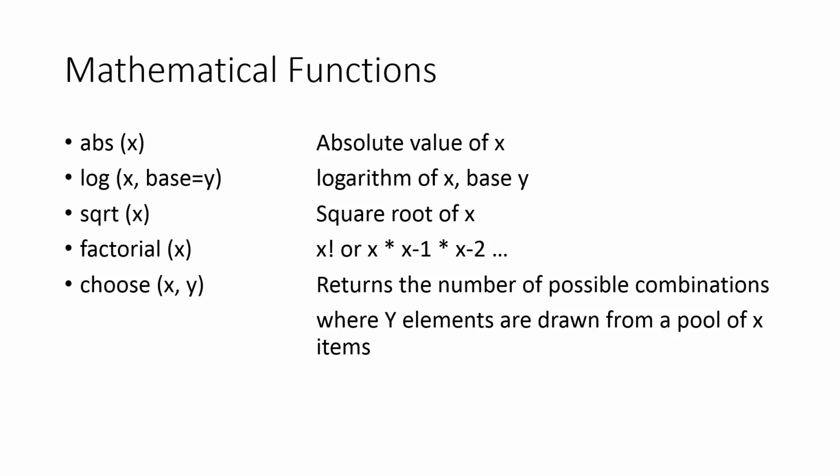Square root of x gives you the square root of x, which is something we're all familiar with. The factorial command gives you some number factorial. For example, for 5 factorial, you would multiply 5 times 4 times 3 times 2 times 1, and that would be the value returned. And then choose x comma y will return the number of possible combinations where y elements are drawn from a pool of x items. So if y is set to 3 and x is set to 6, it'll tell you the number of possible combinations of 3 items I can draw from my pool of 6. Could be very useful. Maybe something we probably won't get to. Certainly we're not going to get to it in this lesson.